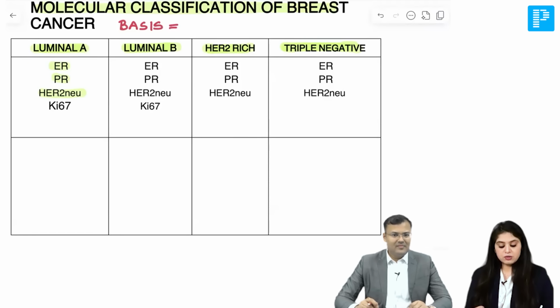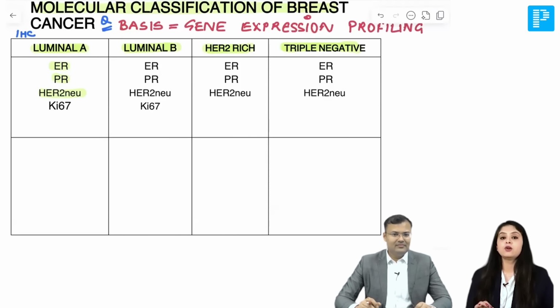But today, what we are doing for these markers is immunohistochemistry, the brown color stain that I will show you. But back in the day, how this entire classification was made is a previous year NEET and FMG question. It was made after studying a lot of genes. So the basis, if they ask you, of this classification is gene expression profiling. But today, what we are doing for these categories is immunohistochemistry.